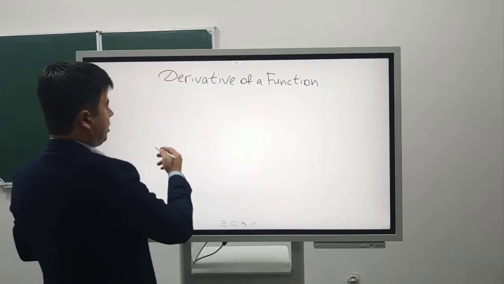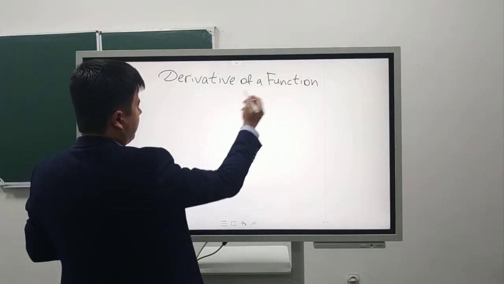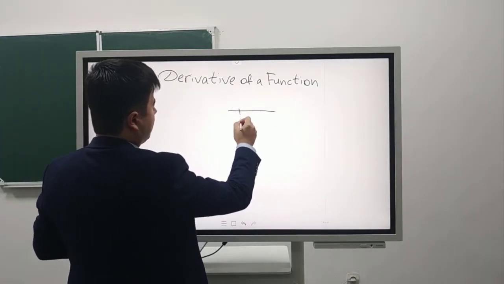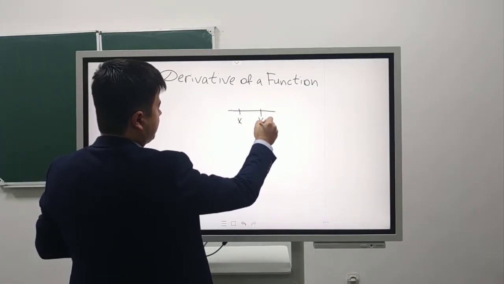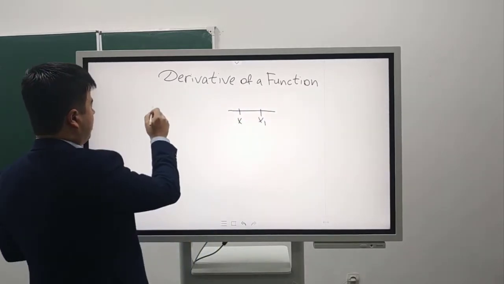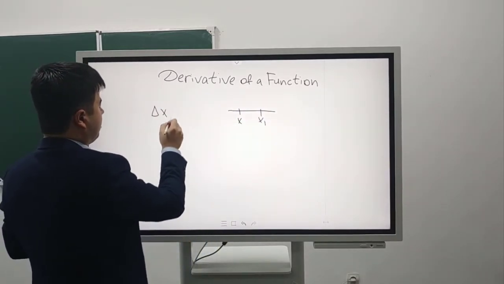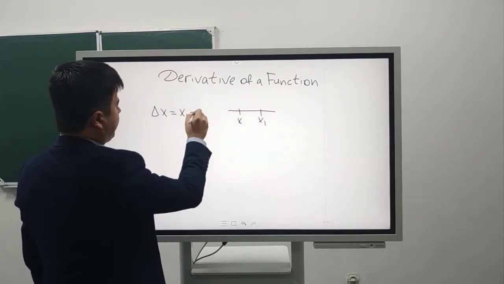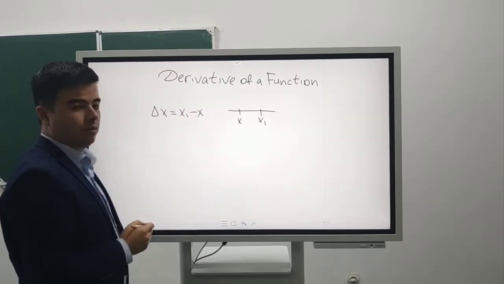Firstly, what's increment of argument? If we consider any interval, for example here x and this one is x1. So increment of argument, this is delta x, we denote by delta, and delta x equals x1 minus x. This is increment of argument.